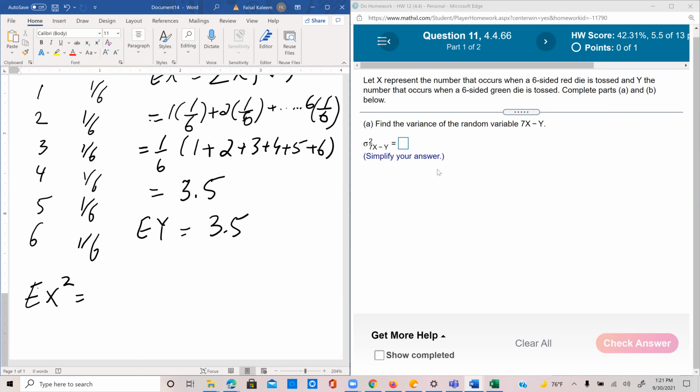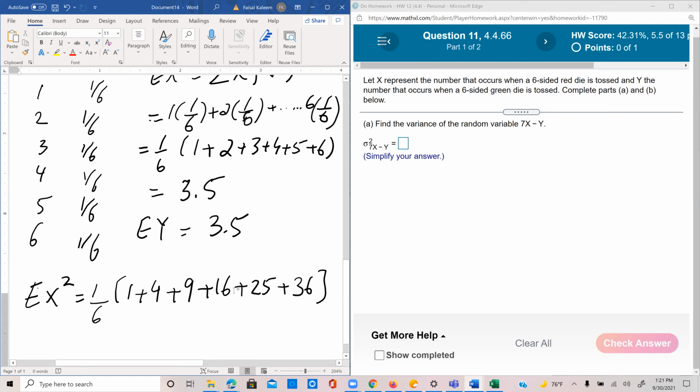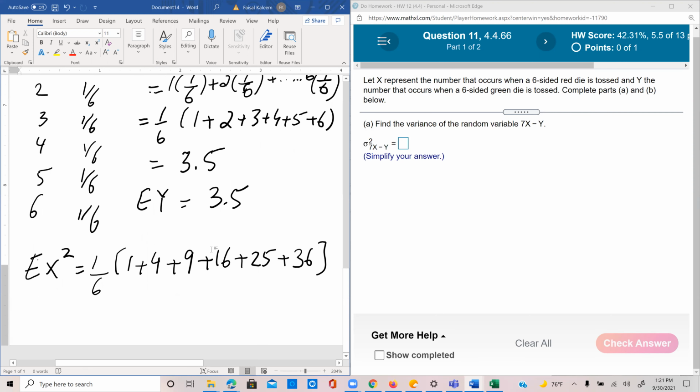So now the X values would be squared. So it'd be 1/6, and just square the X values. So 1 squared plus 2 squared is 4, 3 squared is 9, 4 squared is 16, 5 squared is 25, and 6 squared is 36. So 5, 14, 30, 55, 91 by 6. So E of X squared is 91 by 6.